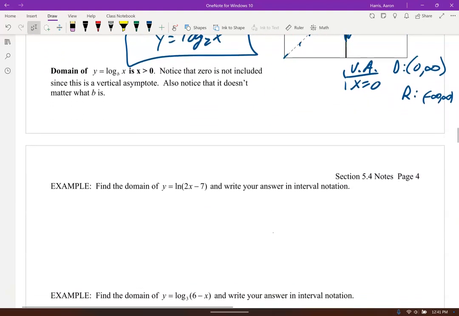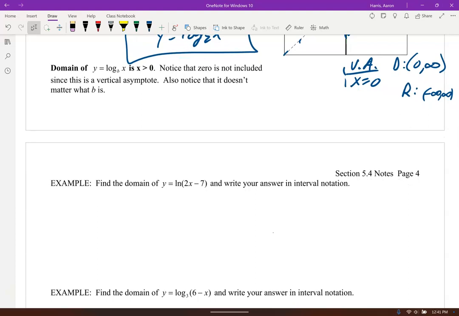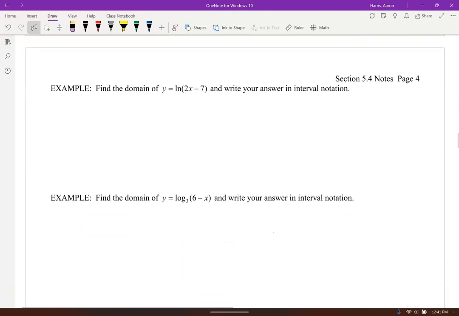So that'll kind of get us started on some graphing with these. So let's take a look at this one here. Find the domain of the natural log of 2x minus 7. Write your answer in interval notation. Well, let's go ahead and think about the natural log of 2x minus 7.